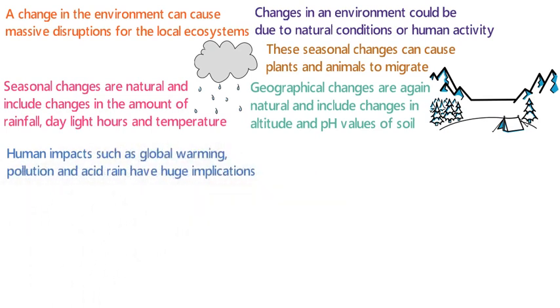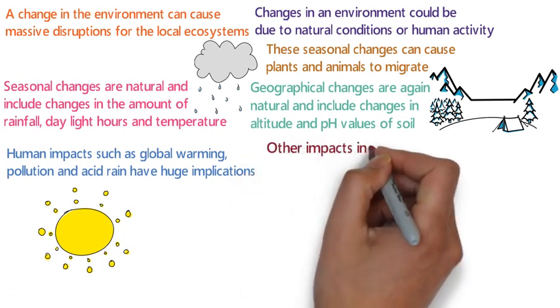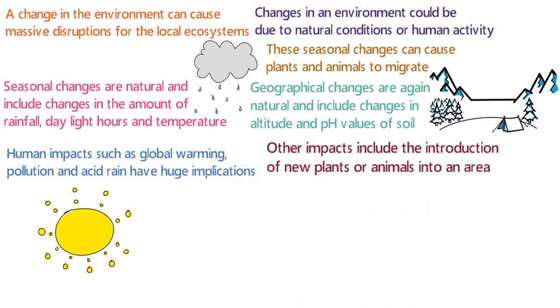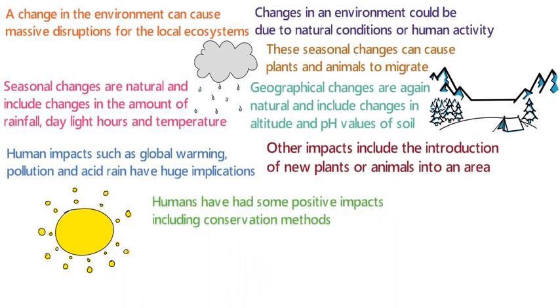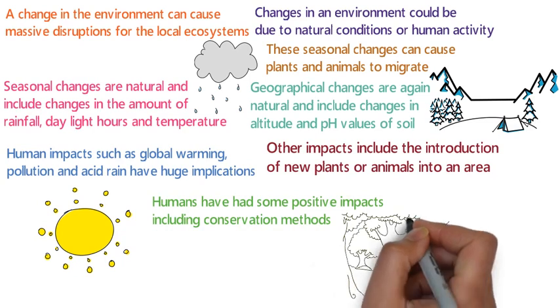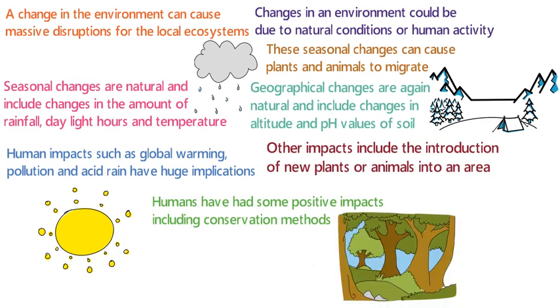Human activities can cause changes too. These changes can have huge impacts, for instance global warming, pollution and acid rain. As global warming has resulted in higher temperatures, many animals are moving to cooler parts of the world. Other impacts include the introduction of new plants or animals into an area. These organisms could outcompete the species already living in these environments.